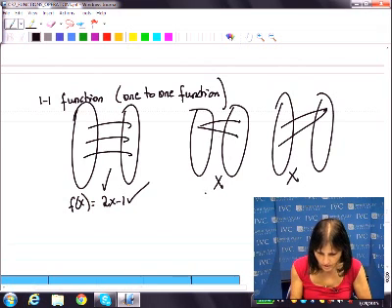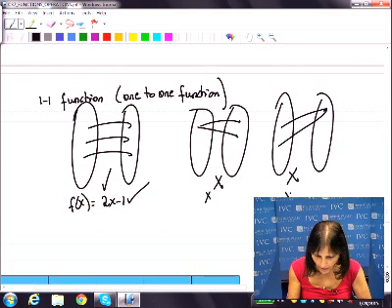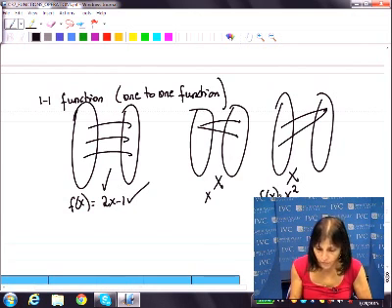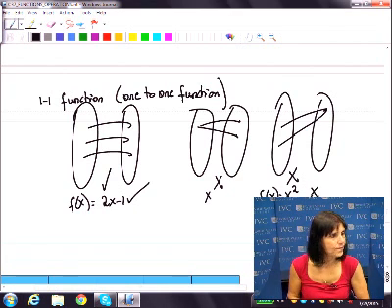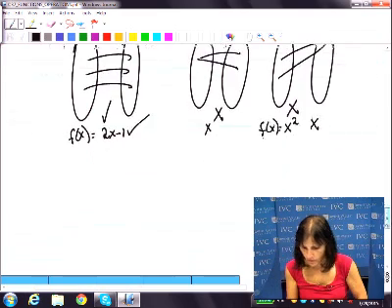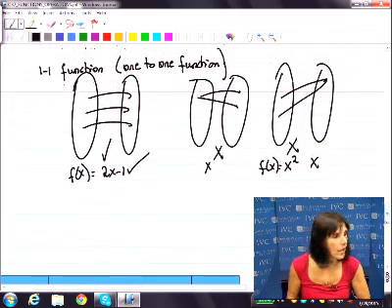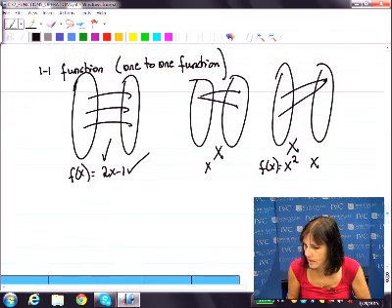That's not even a function. Skip it. How about this one? Two things go to one thing. That's something like x squared. That's a function, all right? But it's not a one-to-one function. Okay? So let's scroll this up so that you understand the one-to-one functions.